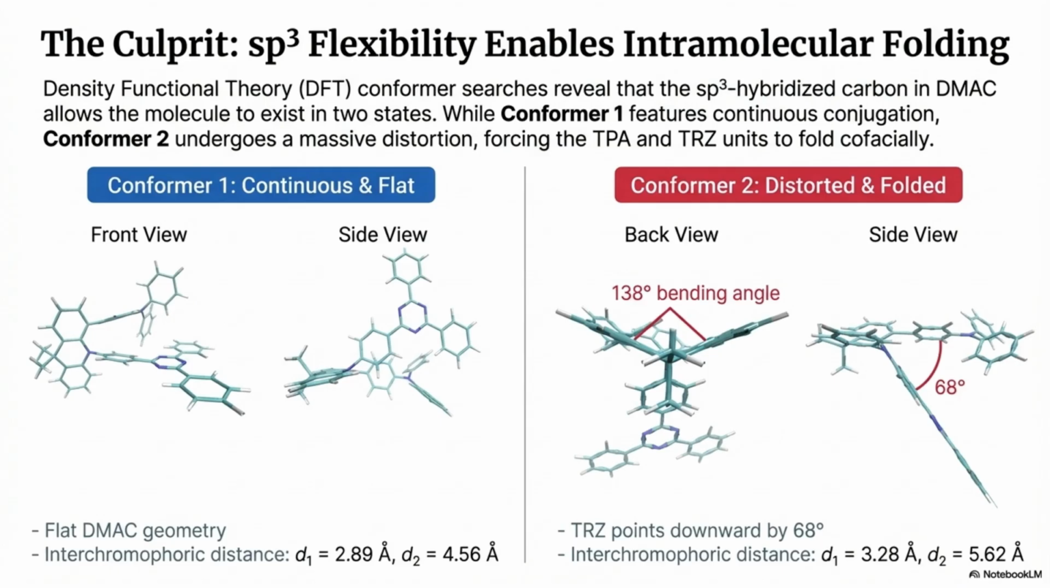DFT conformer searches show that the sp3 hybridized carbon in DMAC allows two states. Conformer 1 is continuous and flat. Conformer 2 is distorted and folded, forcing the TPA and TRZ units to fold cofacially with a 138-degree bending angle.